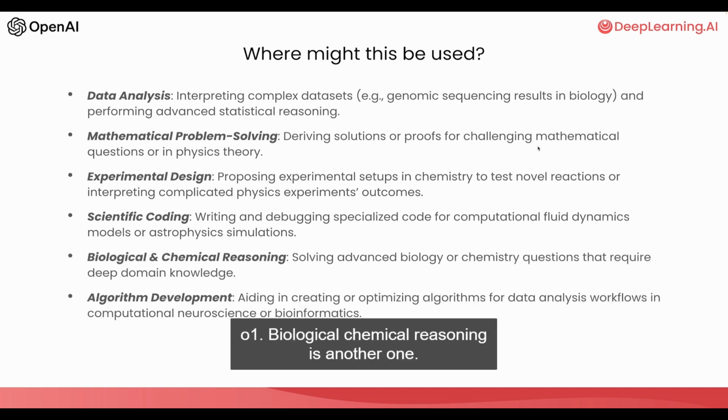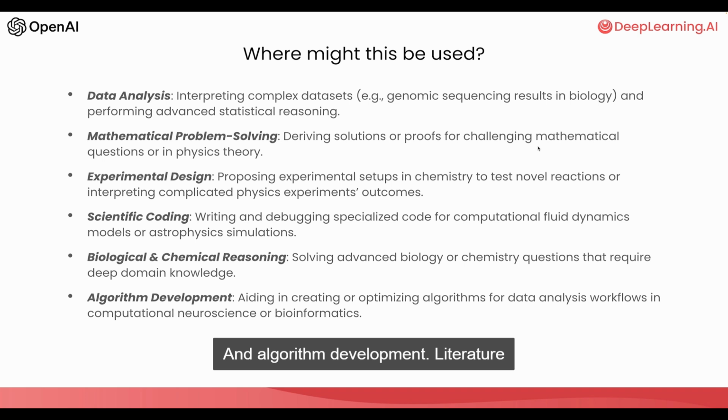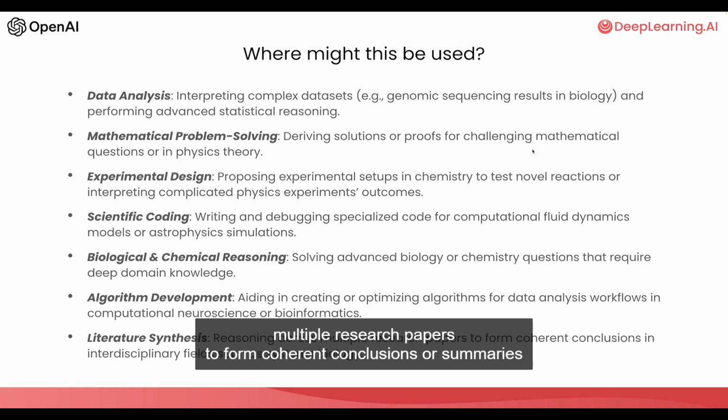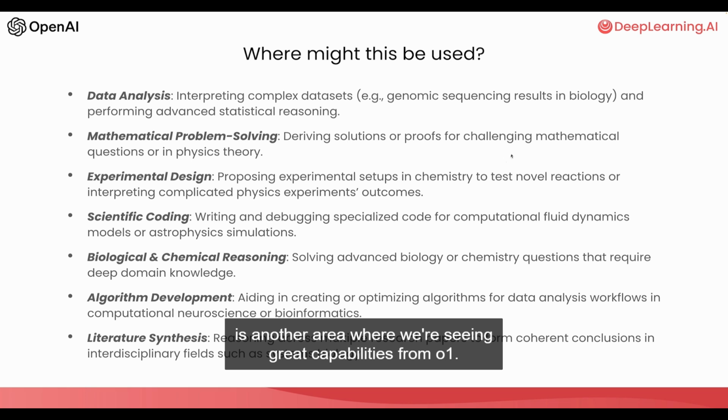Biological, chemical reasoning is another one, and algorithm development. Literature synthesis is the last one that I want to highlight here, where reasoning across multiple research papers to form coherent conclusions or summaries is another area where we're seeing great capabilities from O1.